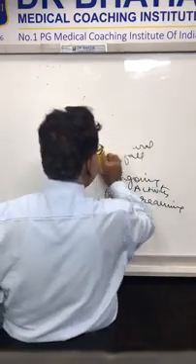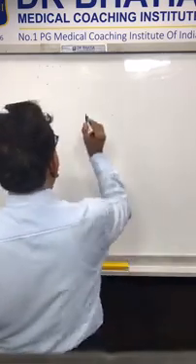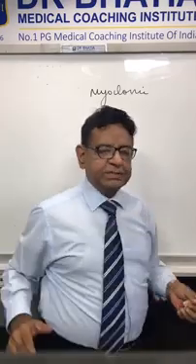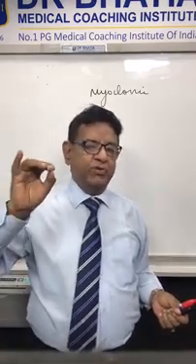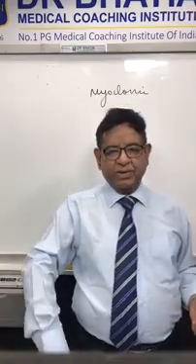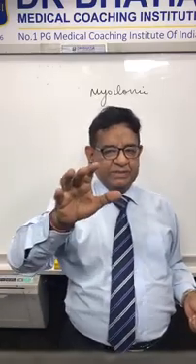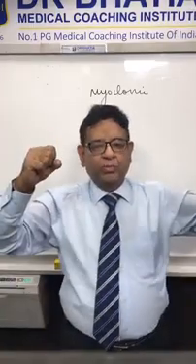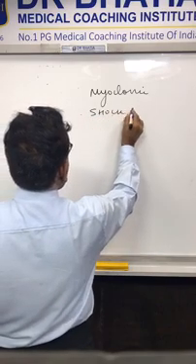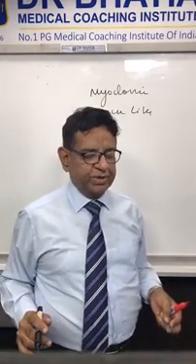Then we have myoclonic seizures. It is a shock-like movement of one limb, one half of the body, or the whole body. Look at my hand. Suddenly a shock-like activity in a limb, one half of the body, or the whole body is myoclonus.